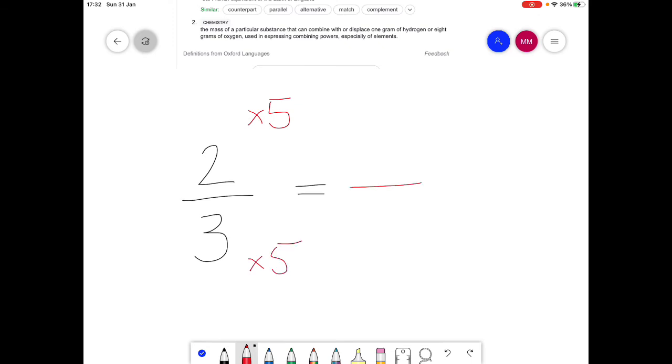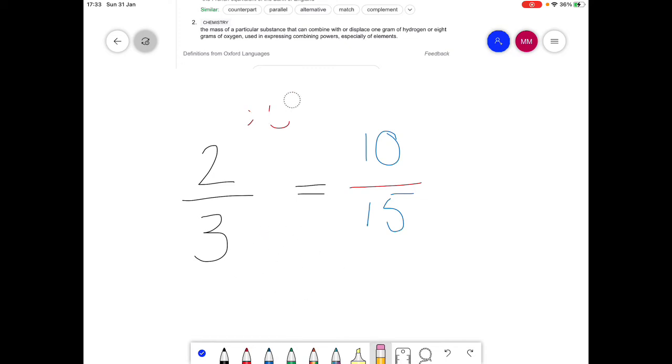So what is 2 times 5, boys and girls? Can you tell the person next to you if you have someone? What is 2 times 5? Or just say it out loud if you're by yourself. 2 5s are 10. What about 3 times 5? The answer is 15. So 2/3 are equal to 10/15ths.